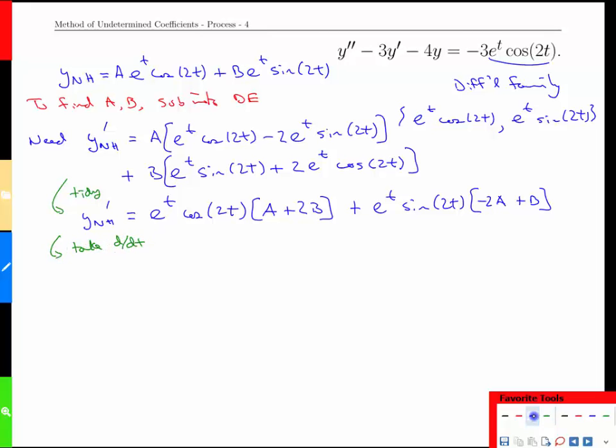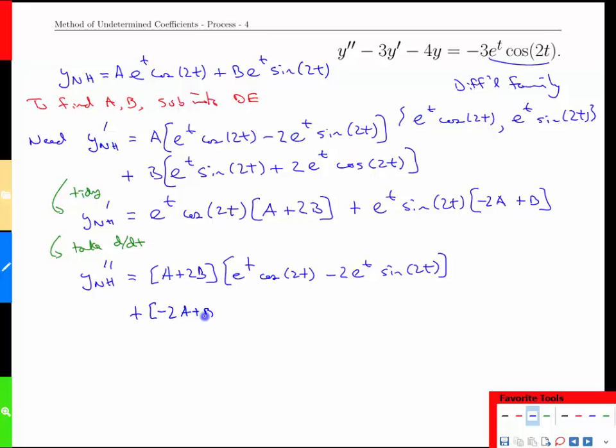And then what we're going to do is take another derivative with respect to time, and we'll get the second derivative. And that'll give us a plus 2b's. And we actually did this before. The derivative of e to the t cos is going to be this combination here. E to the t cos minus 2 e to the t sine plus minus 2a plus b's e to the t sines plus 2 e to the t cos 2t.